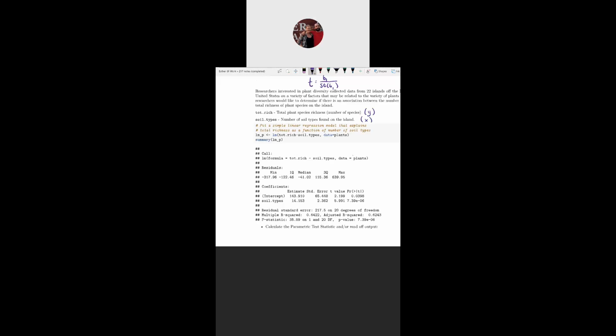So we're going to fit a simple linear regression model, using that lm code, which we've seen before. And we have total richness, which is our y variable, by our x variable. And then we're going to run the summary on that linear object and check out some output. All right, so again, we've seen this before.